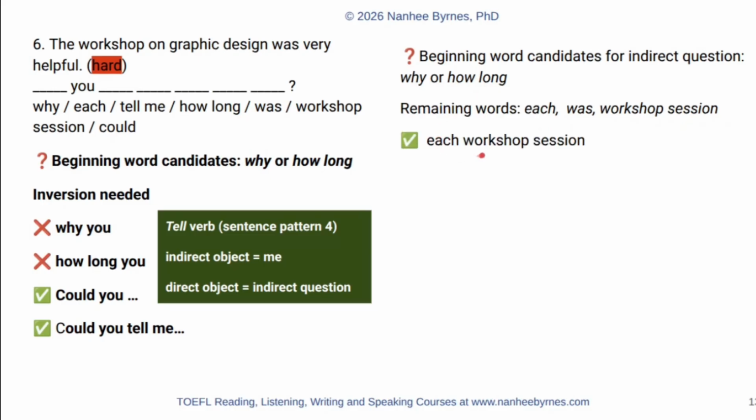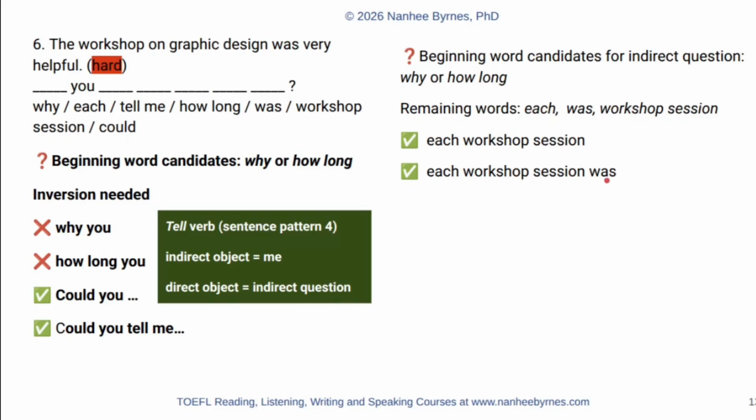Session is a singular countable noun and cannot be used without a determiner. Each is a determiner that modifies only singular countable nouns. So we have each workshop session was. This is the subject of was.